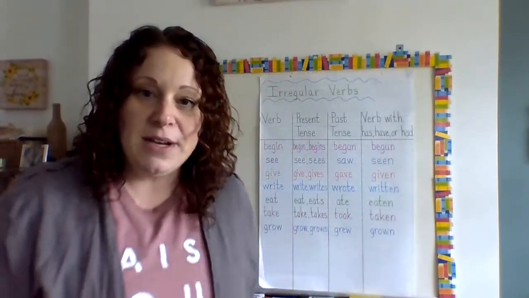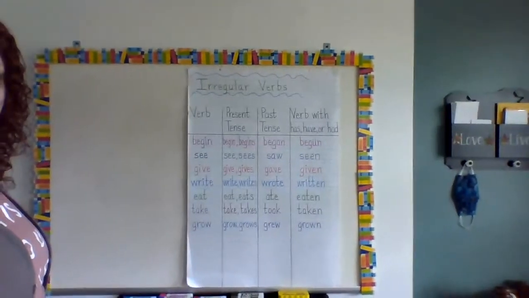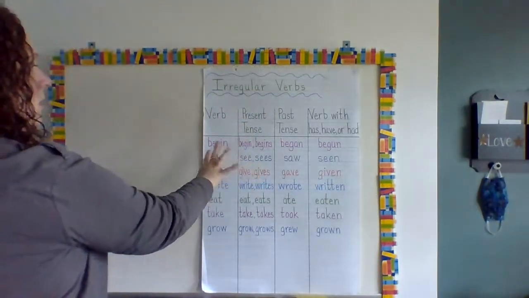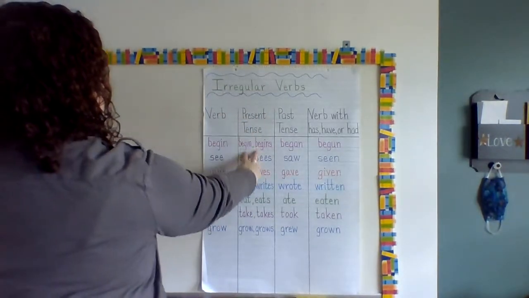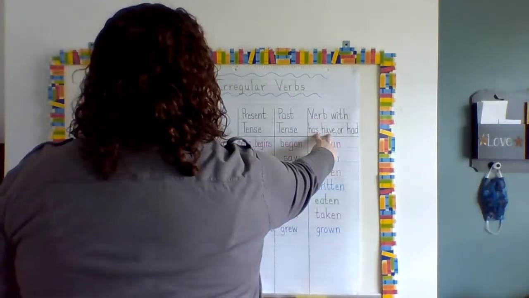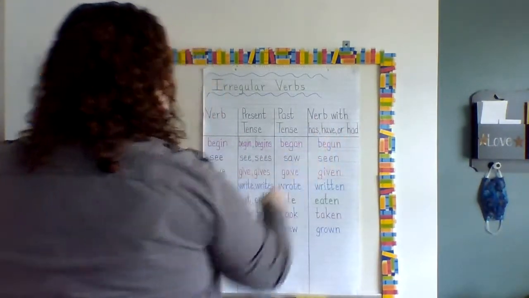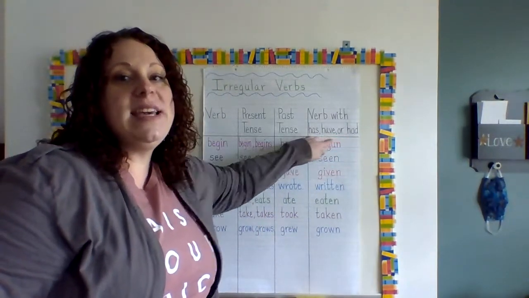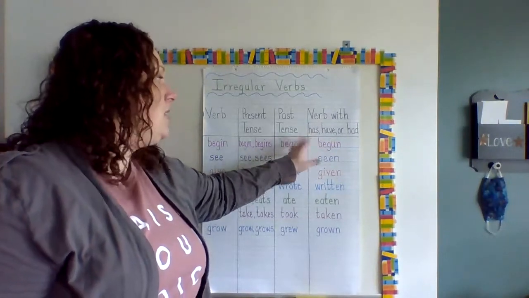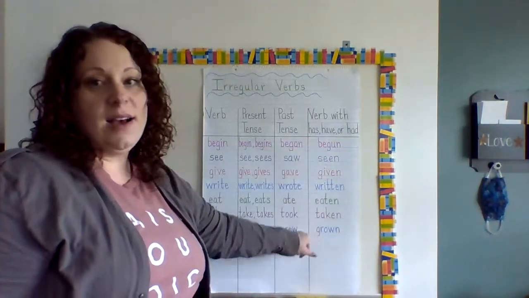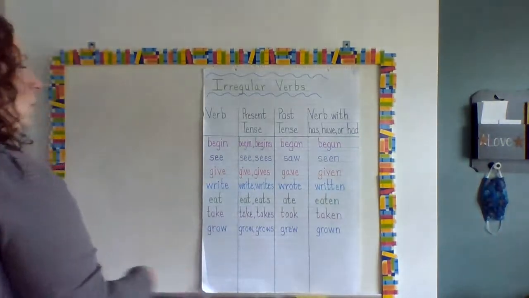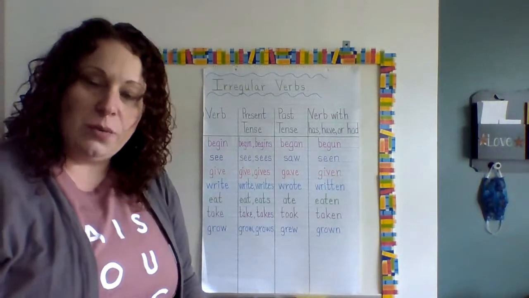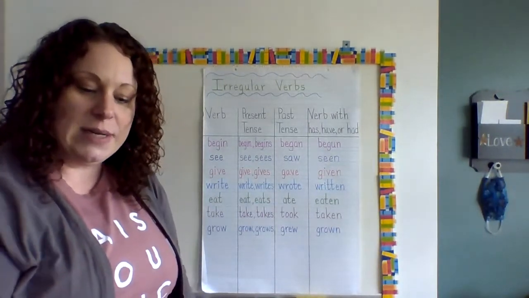So I want you to follow me up here to my chart on my board. Hopefully you can see it. So we have irregular verbs, and I made a little chart. So you have your verb, present tense, past tense, and then a verb with has, have, or had before the verb. If you notice, these are your helping verbs. So if one of these shows up before the verb, you need to write this form, okay? So we're going to do a couple examples together, and then I'm going to go through and do your workbook page with you, and then give you directions on the next one, and then that's it.